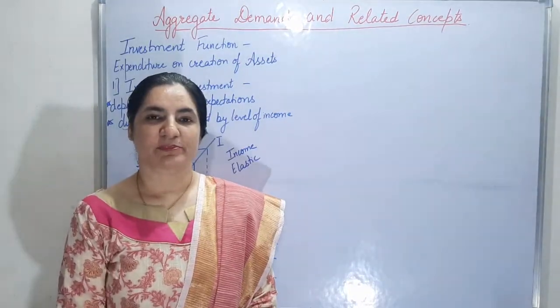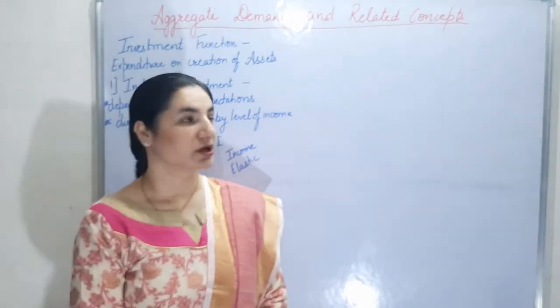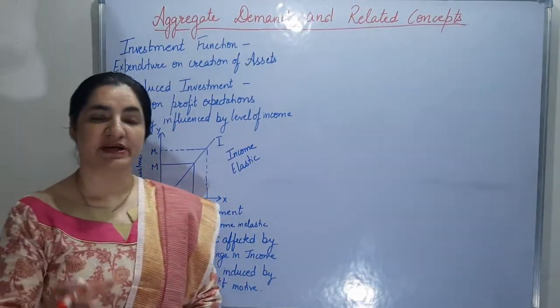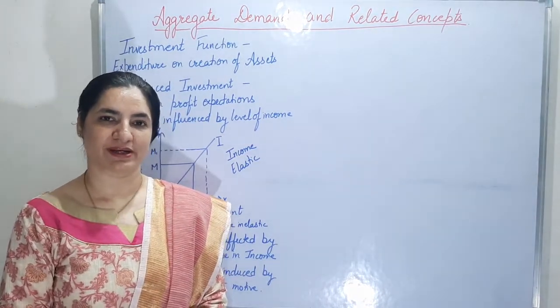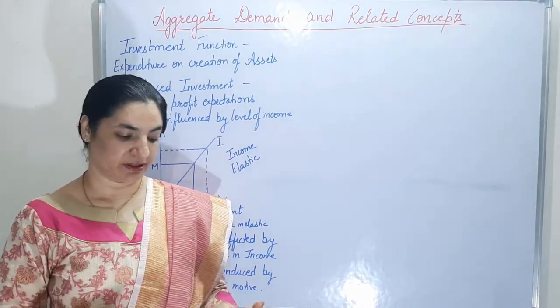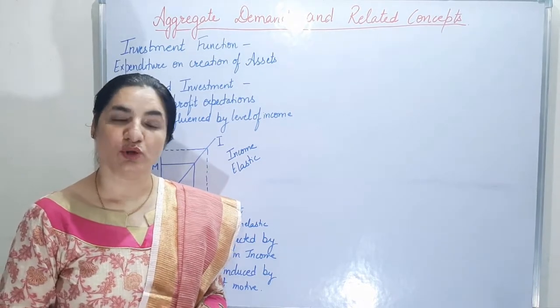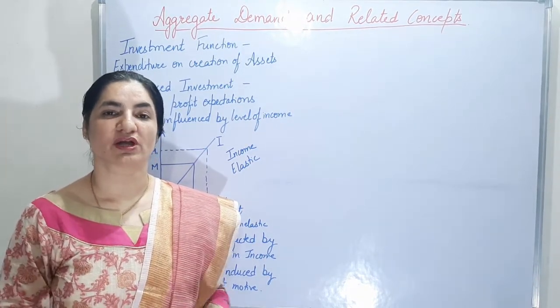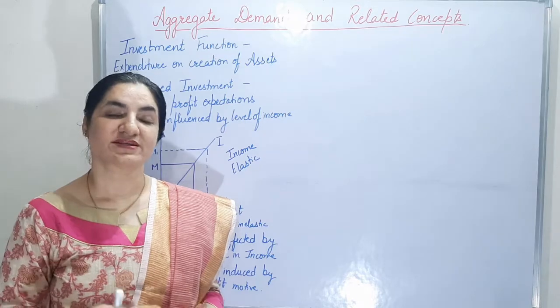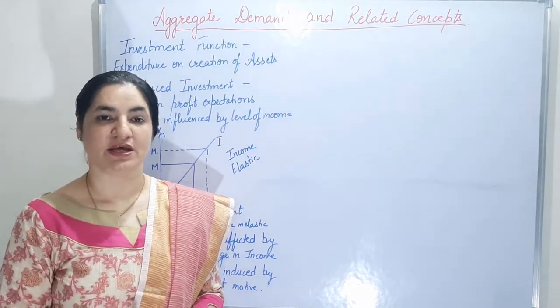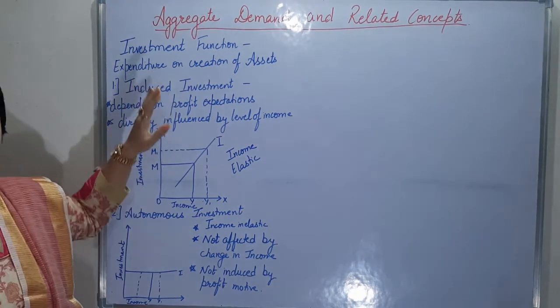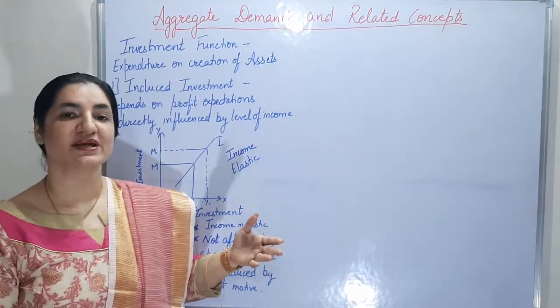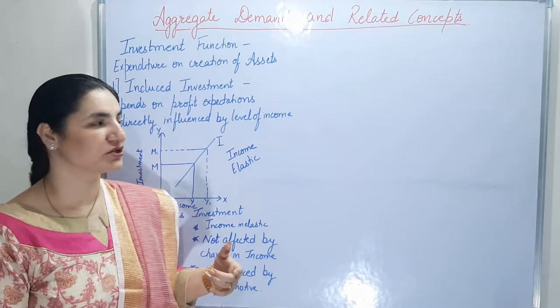The next part of the chapter is the investment function. Investment means the expenditure which is done on the creation of new capital assets. I am again repeating, the assets should be new capital assets. We are not talking about repairing or second-hand purchase of assets. So whatever expenditure is incurred in the economy on the creation of new capital assets is called the investment function.